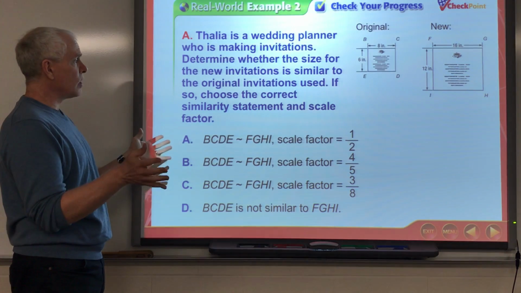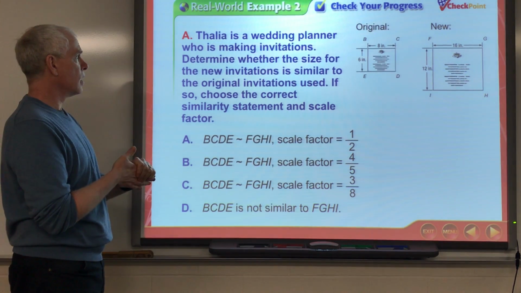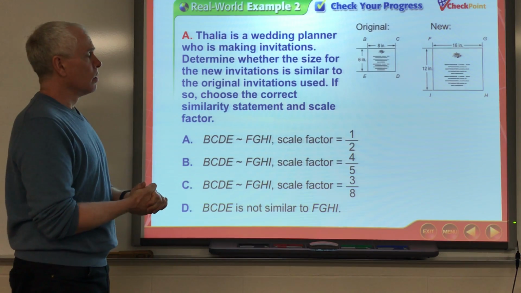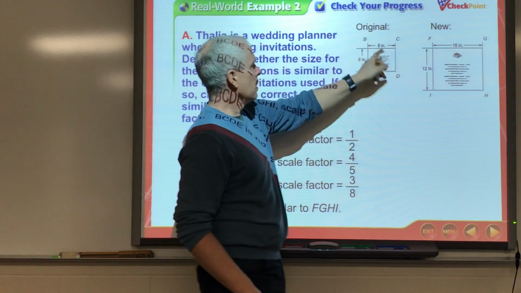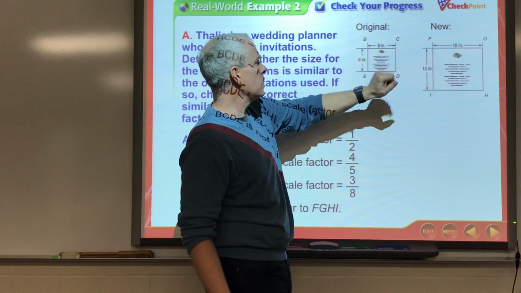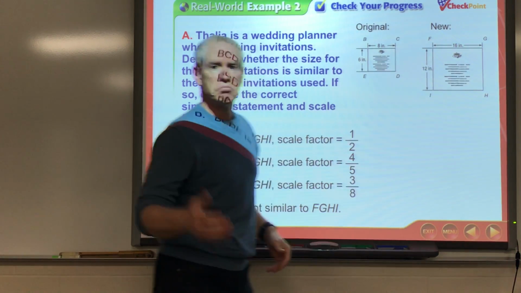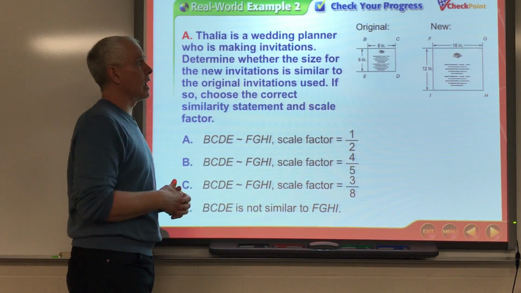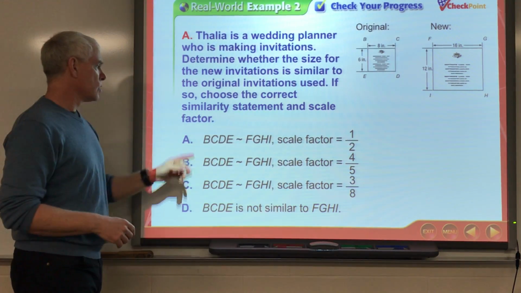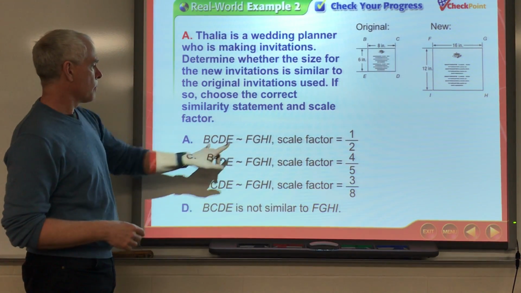Okay, so very similar question, you guys. Are they similar, and if so, what's the scale factor? Okay, well, we need to check this. So they're both rectangular, so the corresponding angles are congruent. We need to check the sides. 8 over 16. Okay, you guys know that that's 1/2. 6 over 12. Well, that's also 1/2. So I would say, yeah, these are similar.